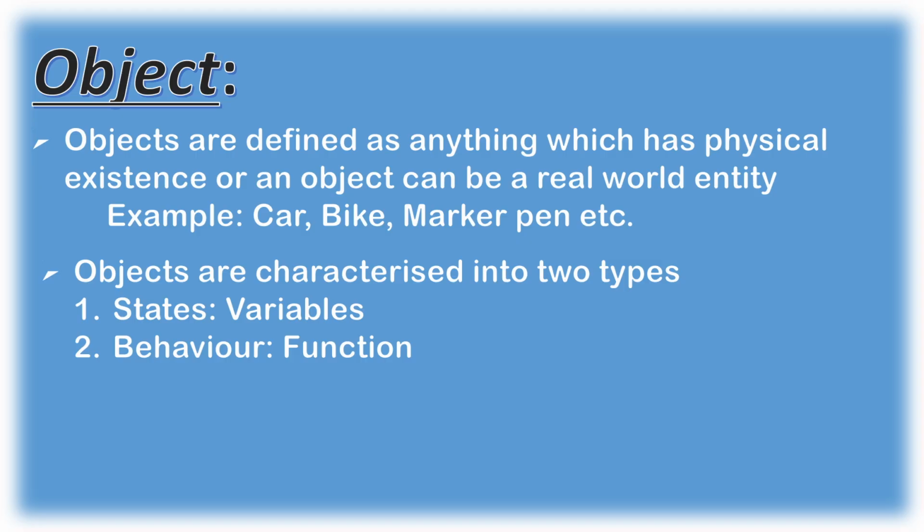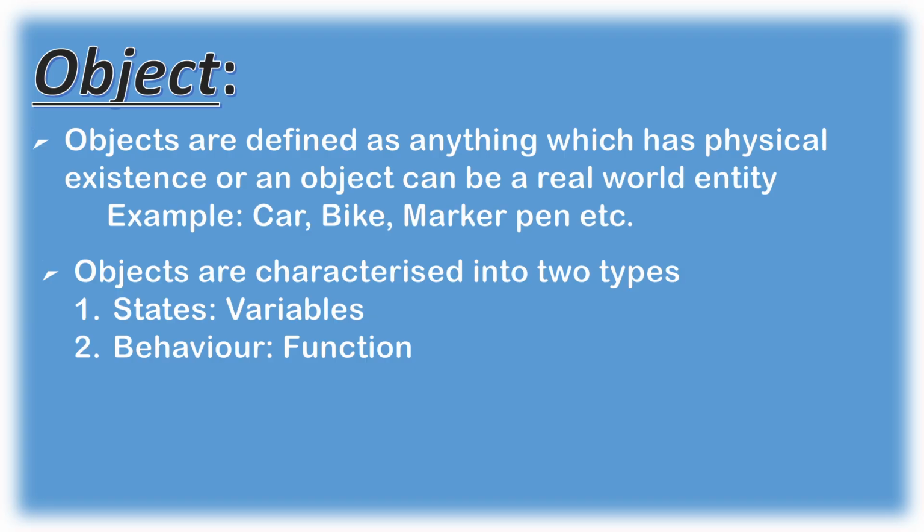What is an object? Objects are defined as anything which has physical existence, or an object can be a real world entity. Example: car, bike, marker pen, etc. That means in our real world, whatever the entities we can see, everything we can define as object.